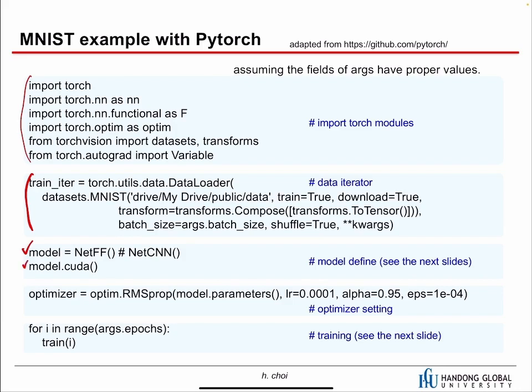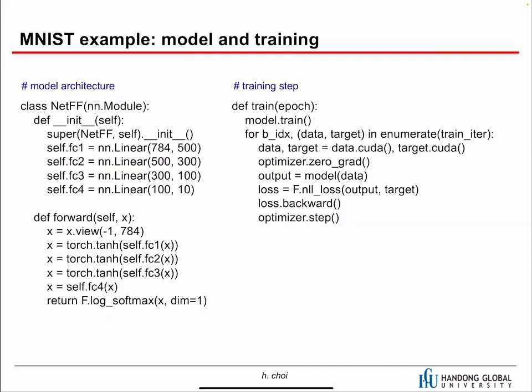It says, I'm going to use a GPU. And we have to define what kind of optimizer we are going to use, and we are going to use RMSprop. And we will train. When we use MNIST, then this is it. Then we have to talk about the model architecture and the training process. So we have a model architecture here and the training procedure here.